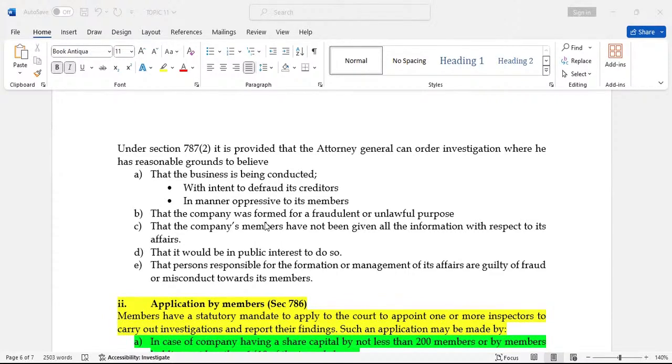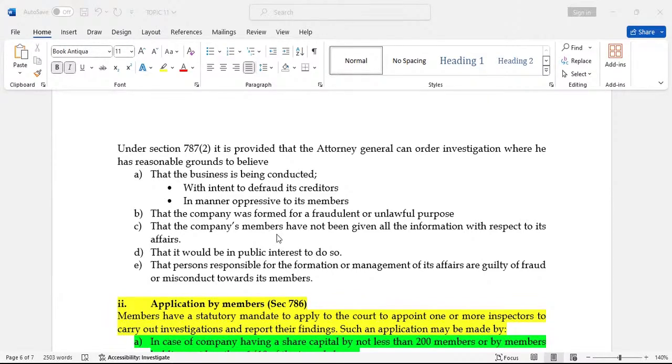Another reason could be, for example, where the company was formed for fraudulent or unlawful activities. It could be that the company's members have not been given the required information from the company. Then it could be that, because of public interest, the affairs of a particular individual or a particular company should be investigated. So the affairs of a particular company are investigated as a result of that.